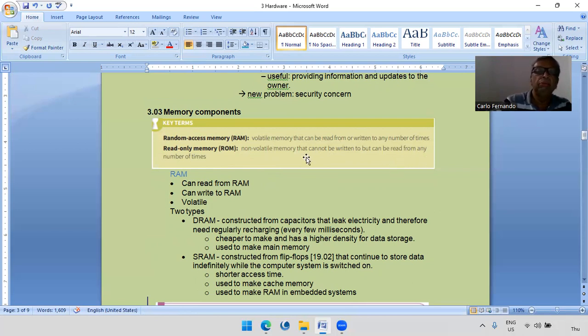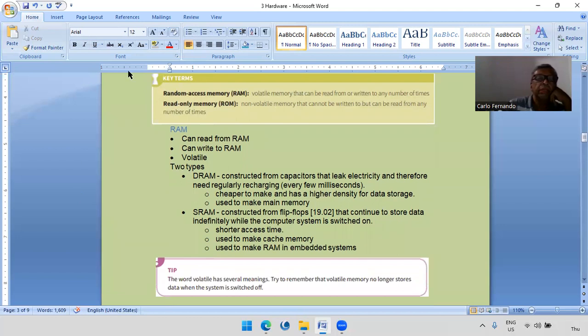Instructions can be read from it any number of times. Then the RAM, we'll take the RAM separately and see. Can read from RAM. Write to RAM, yes. Volatile, that means it's temporary. When you switch off the computer, everything is erased.